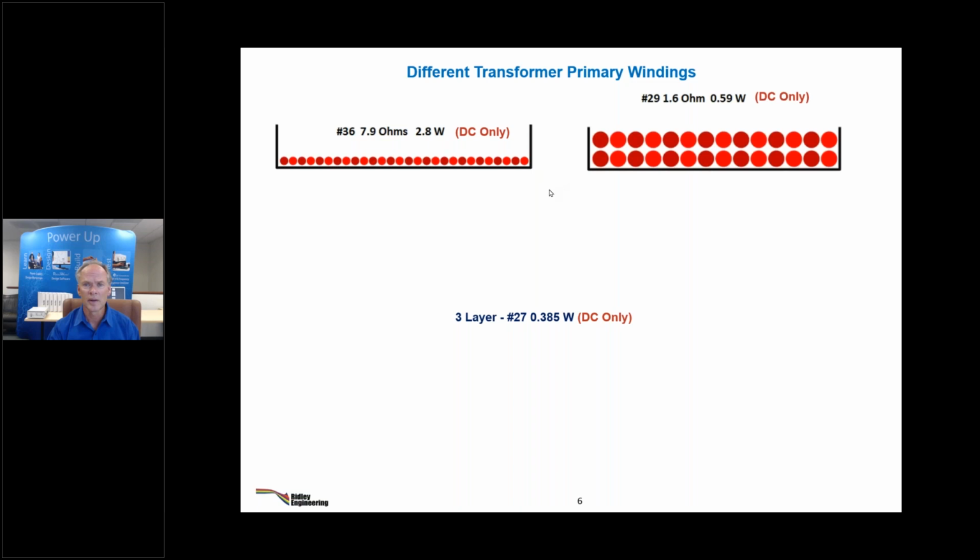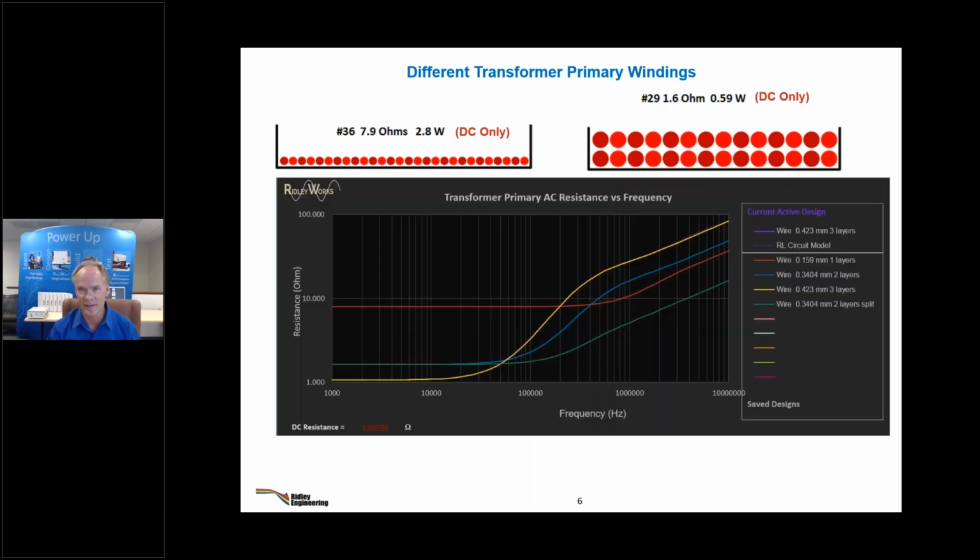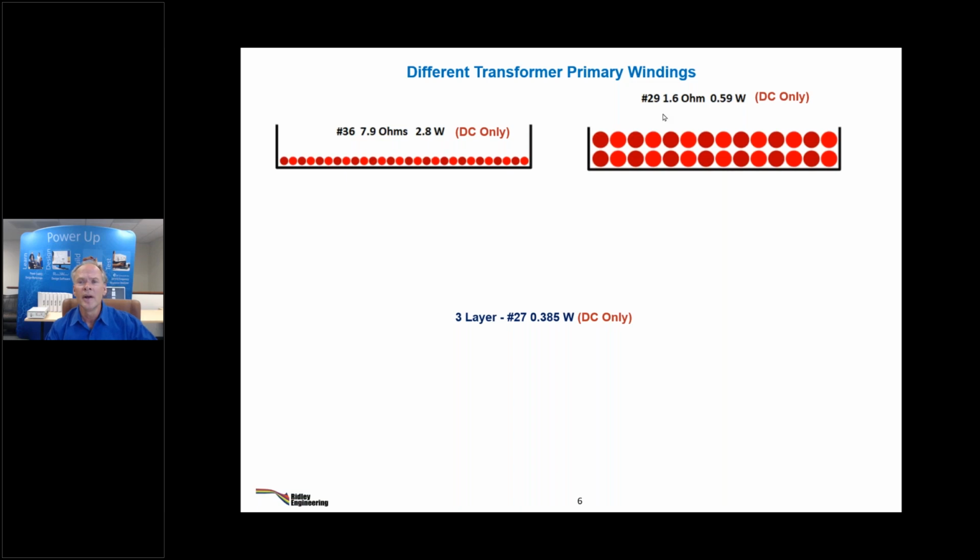So then you say, well, what if I do 2 layers of windings? We've looked at the proximity curves. Well, 2 layers is not going to be good, but I can now use a 29 gauge instead of a 36. And notice, in theory, this is 6 gauges, that's double the size. In practice, it's not, because you've got to choose the nearest gauge that fits inside the bobbin. So there's a rounding that goes on. And this says, okay, 2.8 watts will drop down to 0.59 watts if you do only DC analysis.